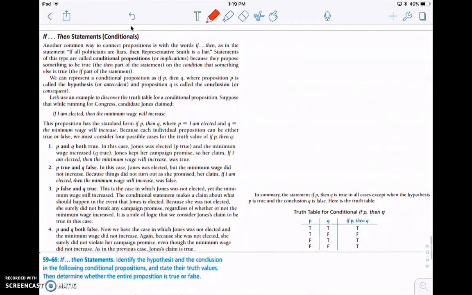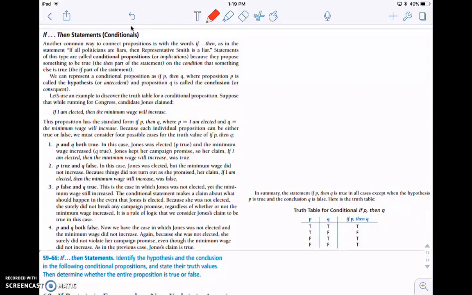So the last thing you're going to look at is if-then, which is called conditional statements, and we will continue that in the next part of the video.